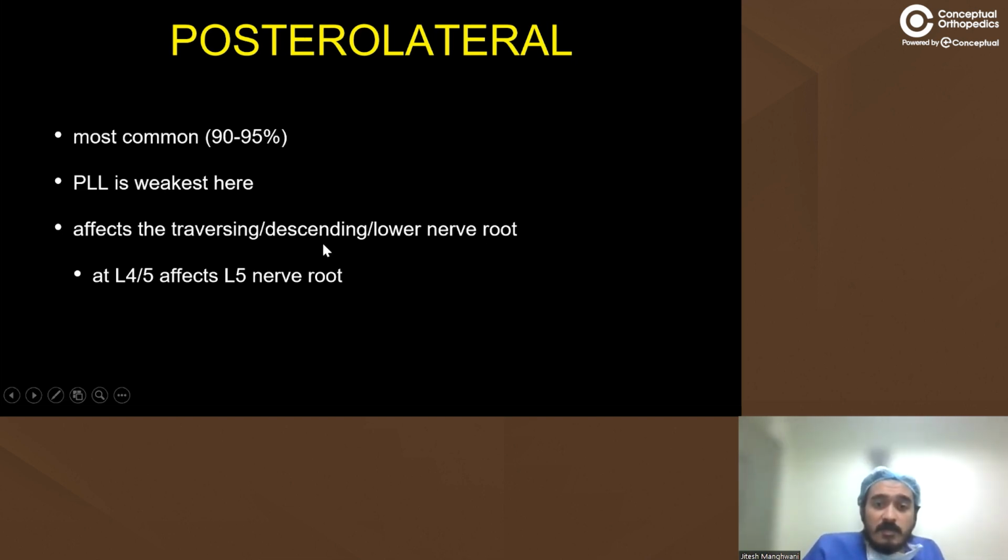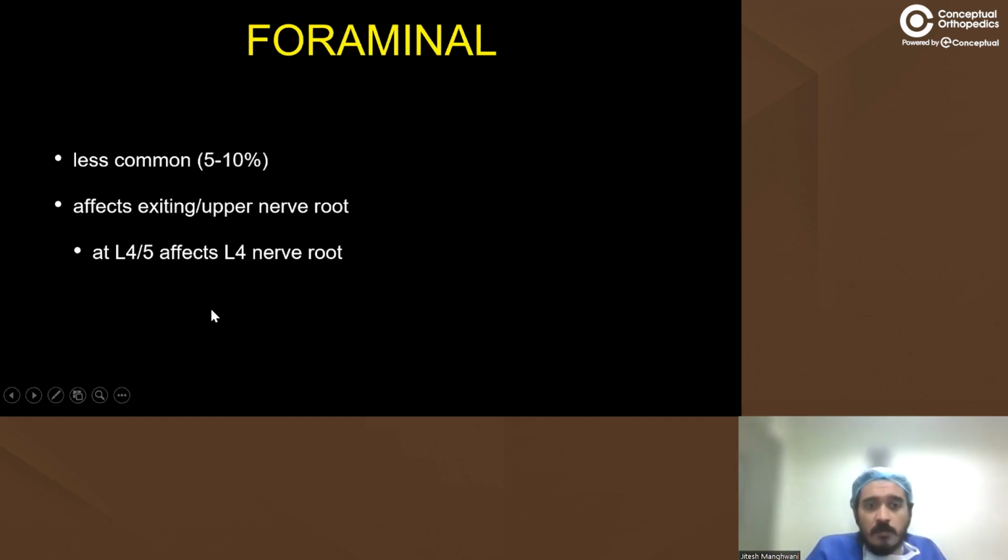It affects the traversing, the descending, or the lower nerve root. At L4 and L5, it may affect the L5 nerve root. So remember, my friends, it affects basically the traversing root. So wherever this type of posterolateral disc is, it will affect the traversing root. So at L4 and L5, the traversing root is L5, and that is the reason why L5 will be affected.